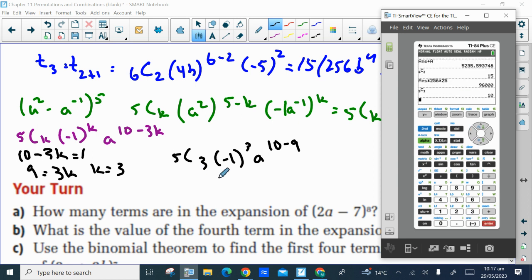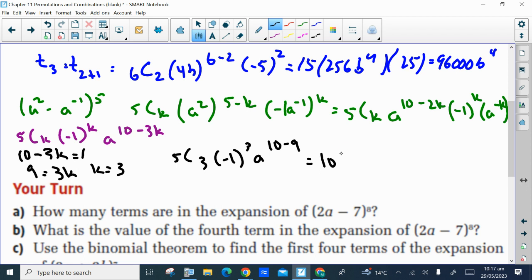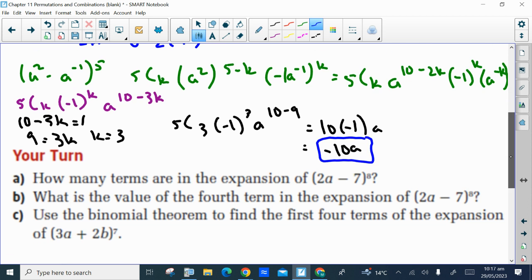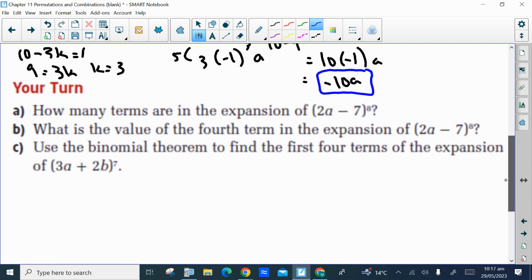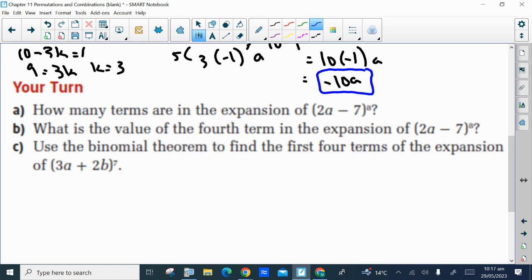So that's 10 times negative 1, because negative 1 cubed is negative 1a. So we'll get negative 10a. There's our answer. That is the value of the term that, when simplified, we get a to the 1, or just the a term. And it would be the fourth term of the expansion, because remember, k is always 1 less than the term number. So that would be the fourth term in that expansion. Right?